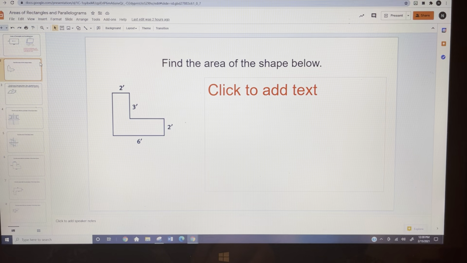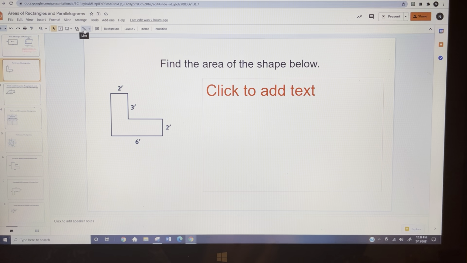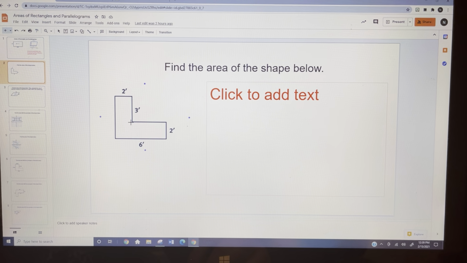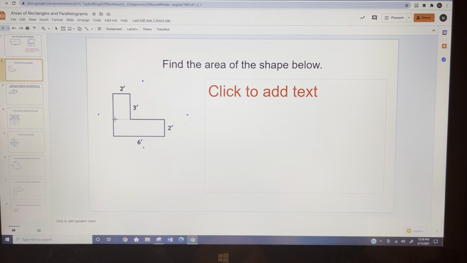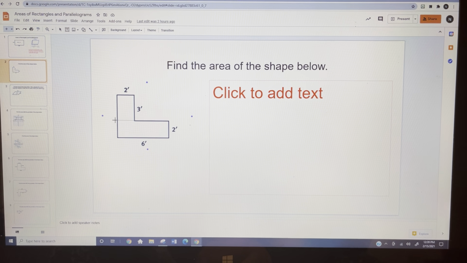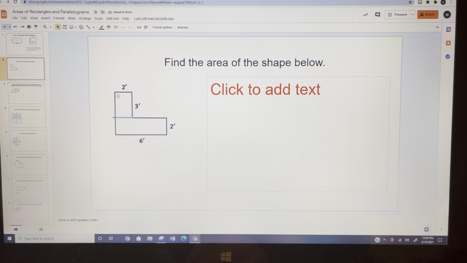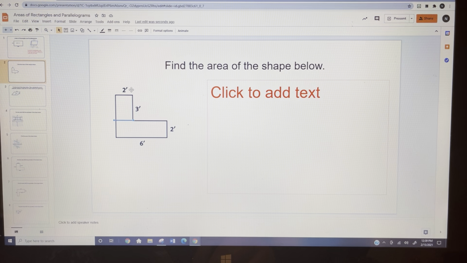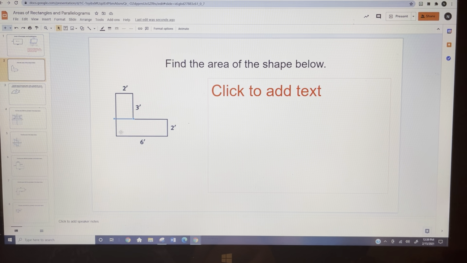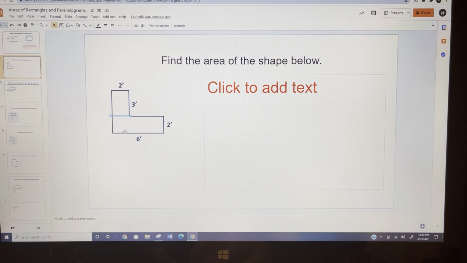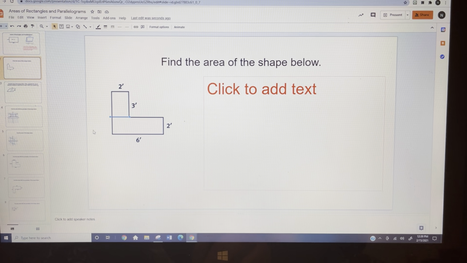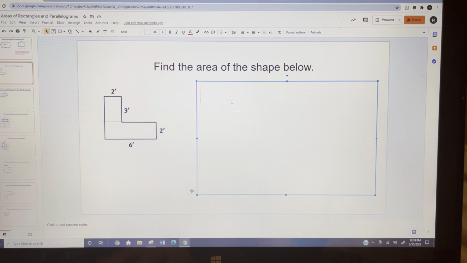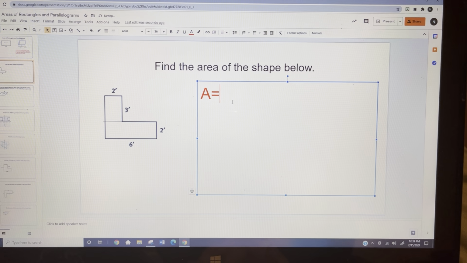Slide 2 says find the area of the shape below. Now, we don't have an area formula for this shape that looks like an L. However, if I take a line here and just draw it straight across, I can see that I have two different rectangles. This rectangle up here has a base and height of 2 and 3. And this rectangle at the bottom has a base and height of 2 and 6. So if I take the area of each of those individually and then add them together, that will give me the area of the entire thing.